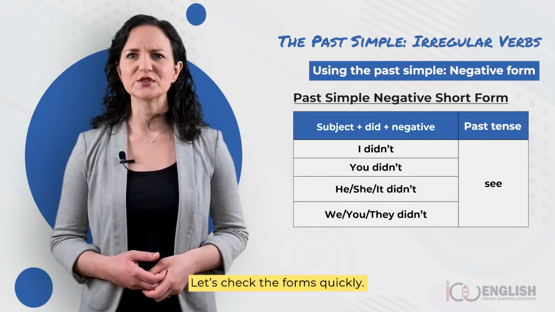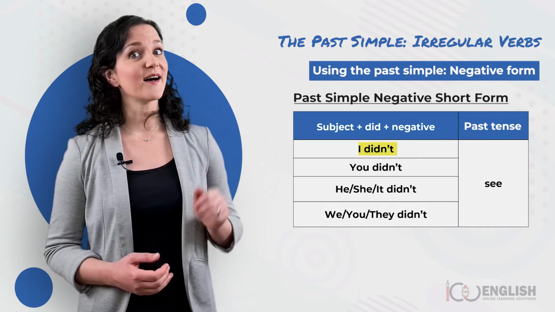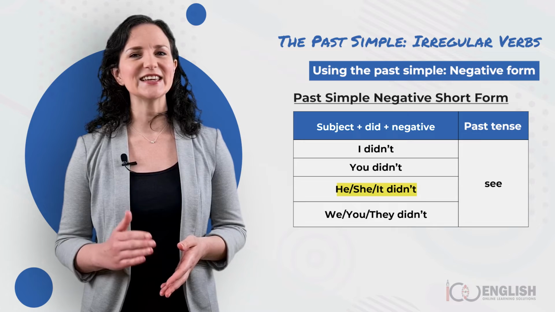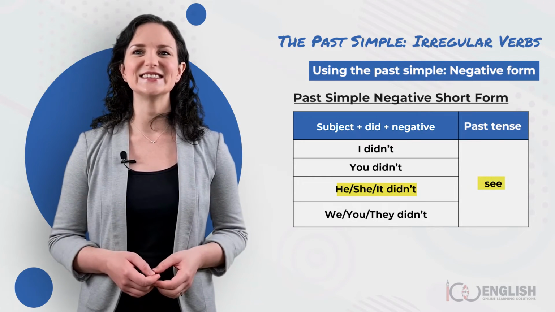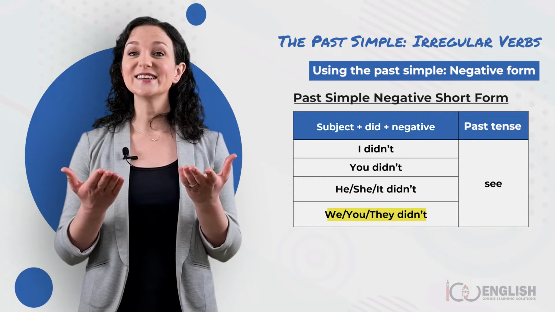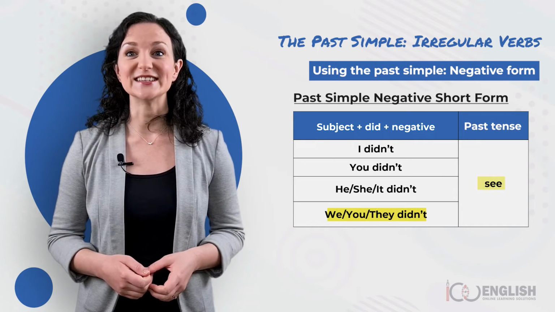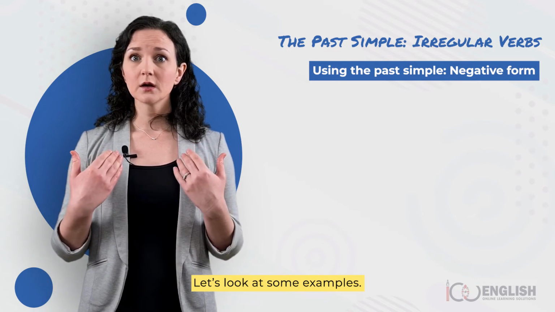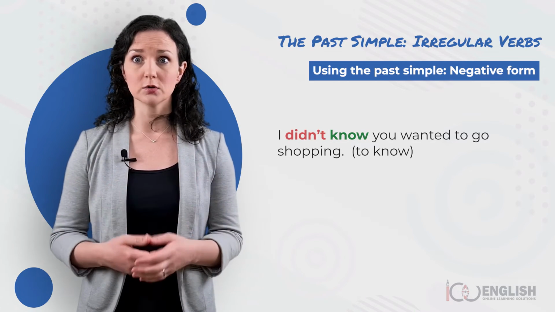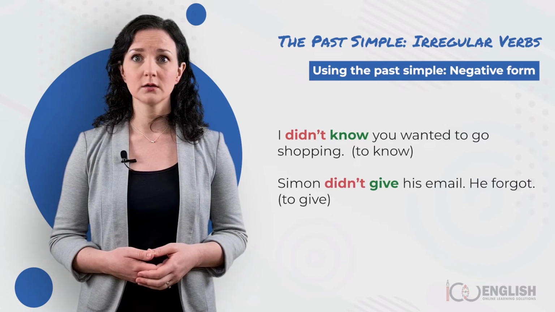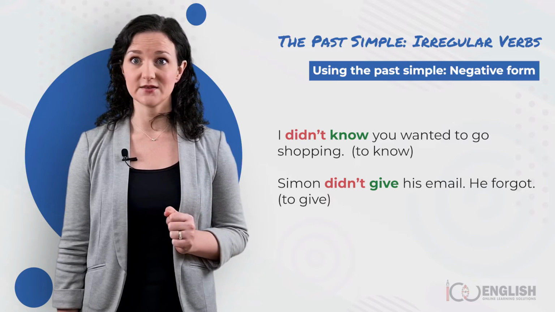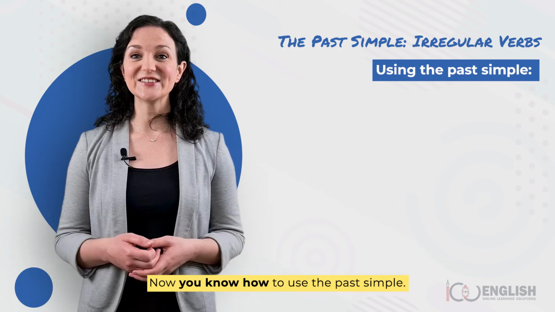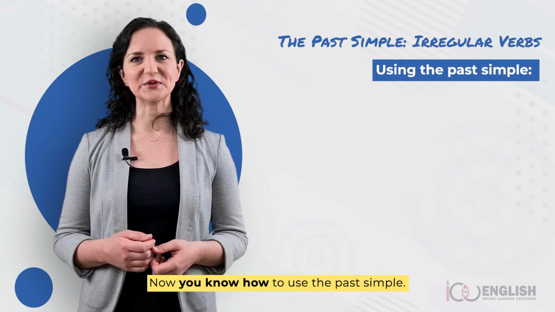Let's also have a quick look at the negative short form of the past simple. Let's check the forms quickly. I didn't see. You didn't see. He, she, it didn't see. We, you, they didn't see. Let's look at some examples. I didn't know you wanted to go shopping. Simon didn't give his email. He forgot.